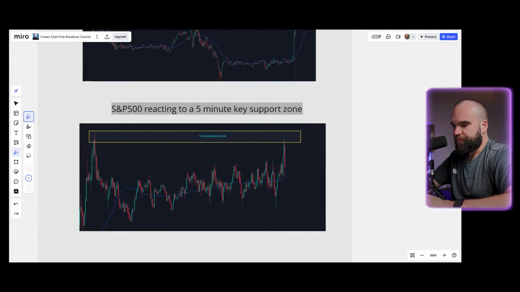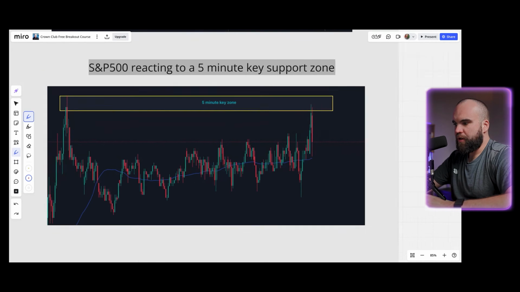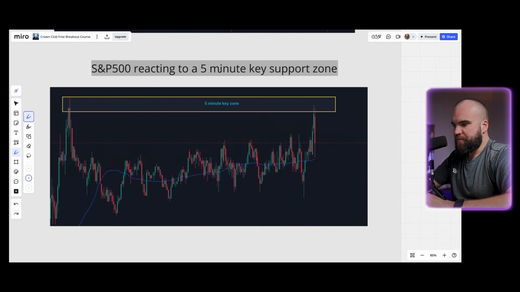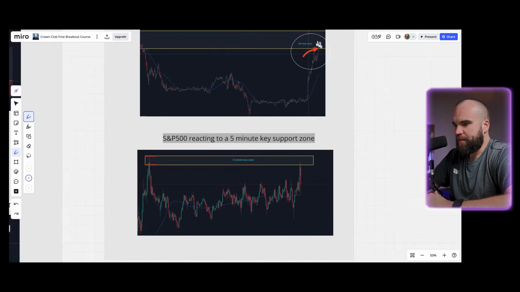Here we have the S&P 500 reacting to a 5-minute key support. It's a resistance zone, not a support. That's a typo. But basically, we've got this key zone here where price pushed in aggressively and pushed aggressively out of it. Very, very key zone. And it's reacting. We do not want to be taking buys on the NASDAQ when the S&P is reacting like this.